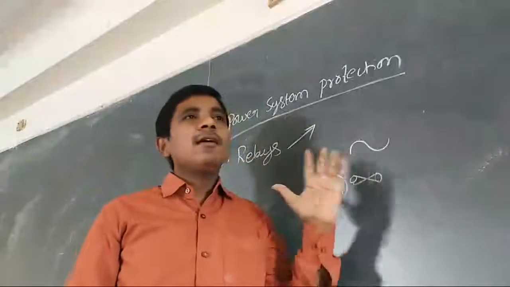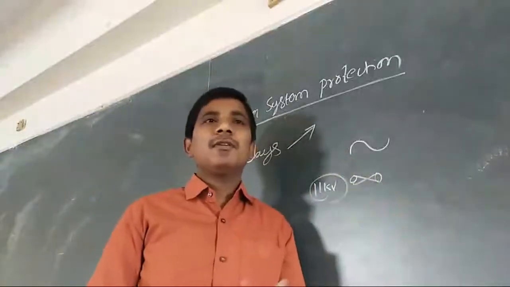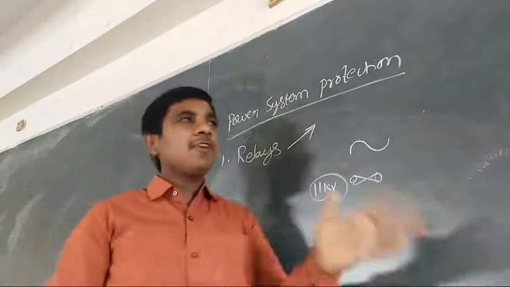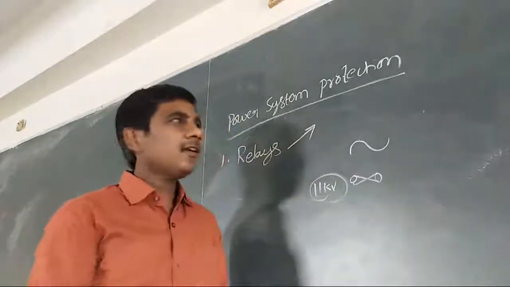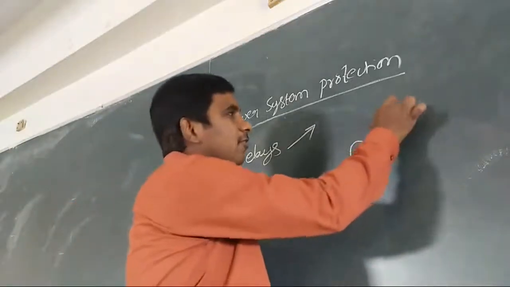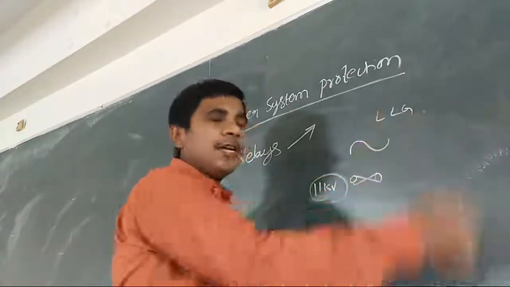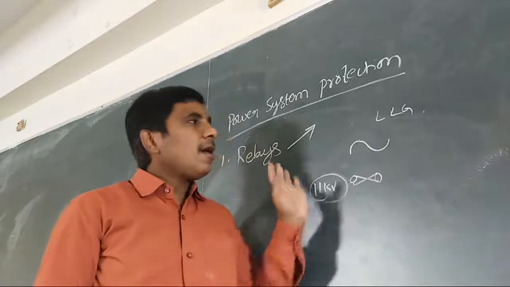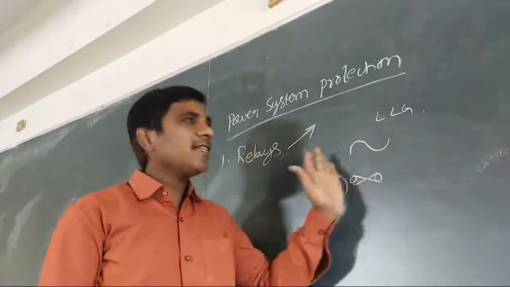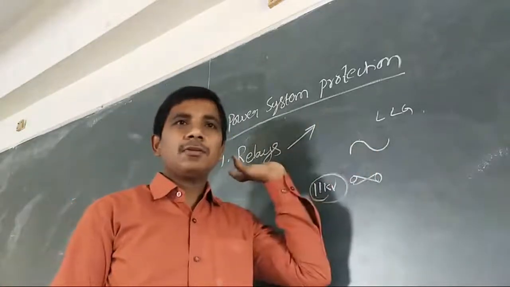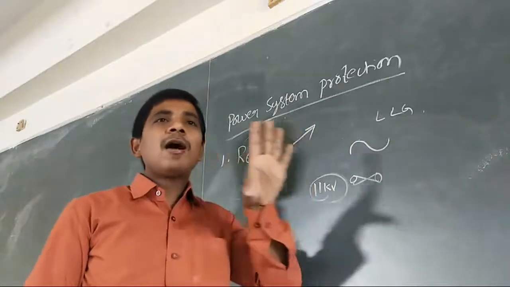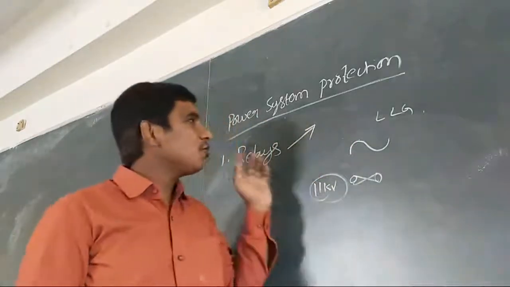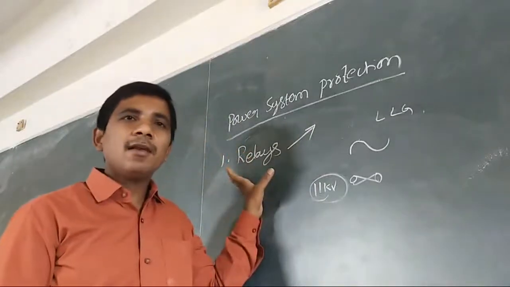If any fault occurs in a circuit, that is an abnormal condition. You study different types of faults: line to line fault, LLG fault, like that. So many types of faults are in the power system. A fault is an abnormal condition in any circuit, and that abnormal condition has to be detected by the relay.